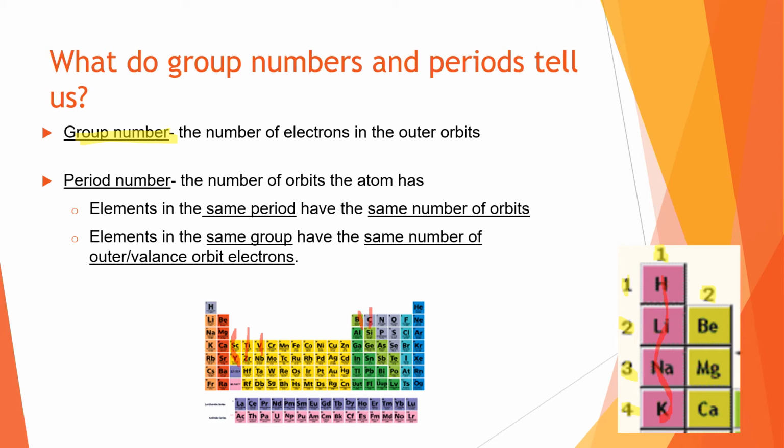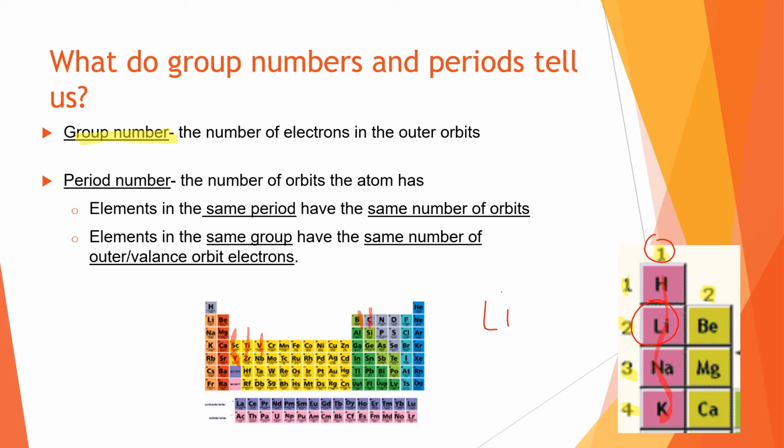Just to give an example, I'm going to write this down here. If I was to choose lithium, which is this one right here, and look at the group number, the group number is 1, which tells me that lithium has 1 valence electron. And lithium is in the second period, or the second horizontal row. So that tells me that lithium would have 2 orbits, or 2 shells. Keep those pieces of information in mind.